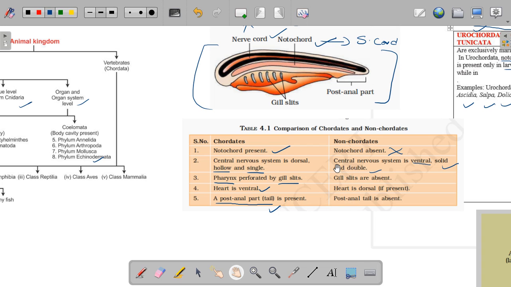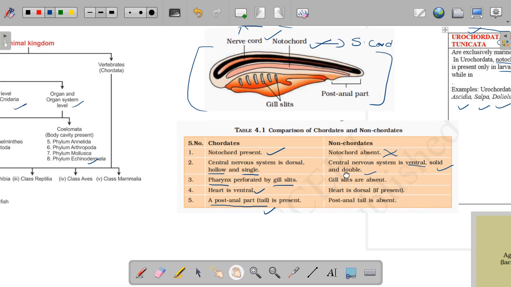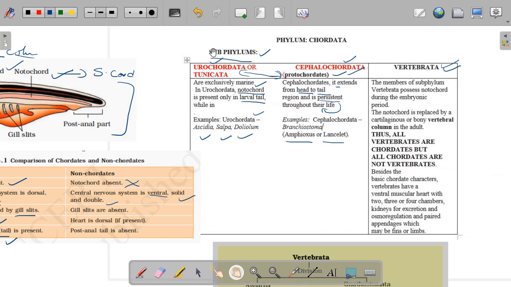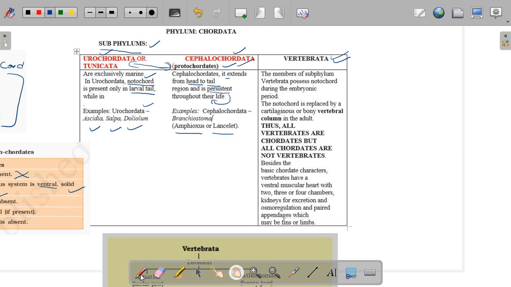Fine. So these are some of the characteristic features of chordates, and we discussed the subphylums under chordates, and the one which we are going to discuss more is vertebrata. Now let's see some of the characteristics of vertebrata. These members belong to subphylum vertebrata, and they have notochord during the embryonal period. Eventually this notochord develops into a spinal cord when they develop into adults. The notochord is replaced by the cartilaginous or bony vertebral column.